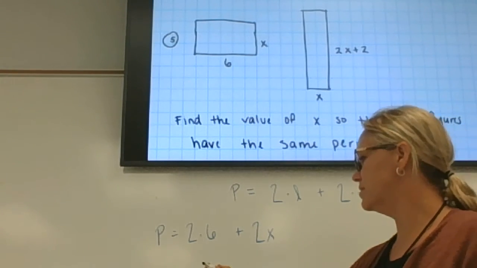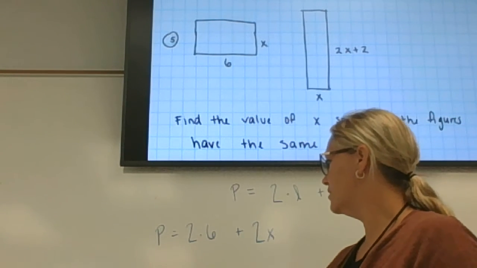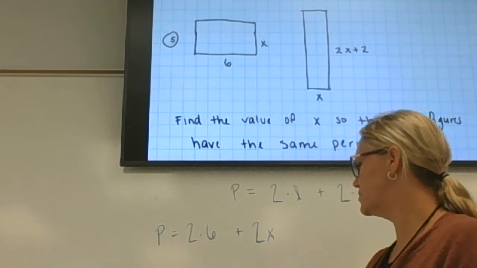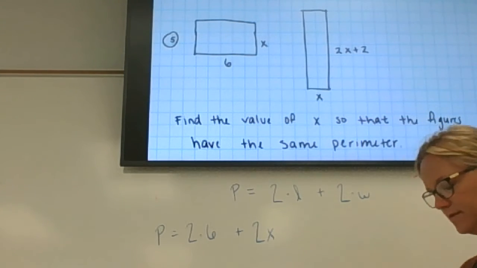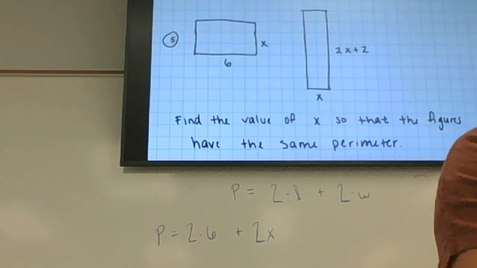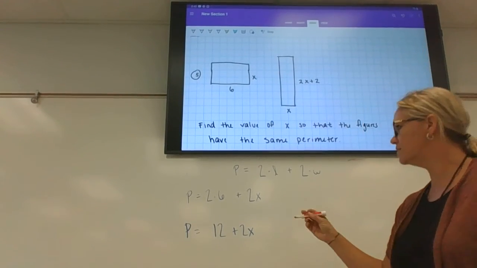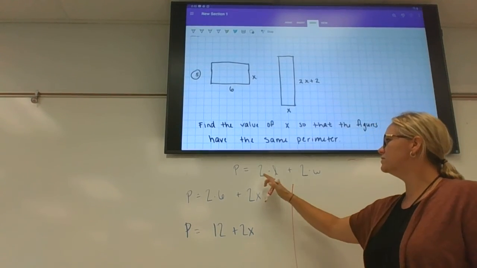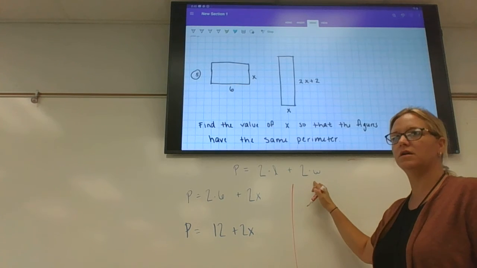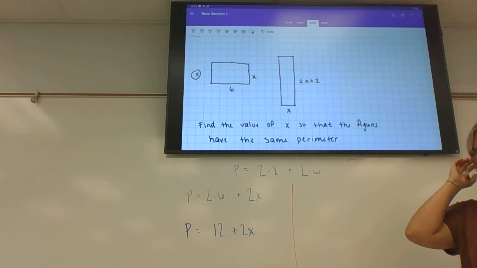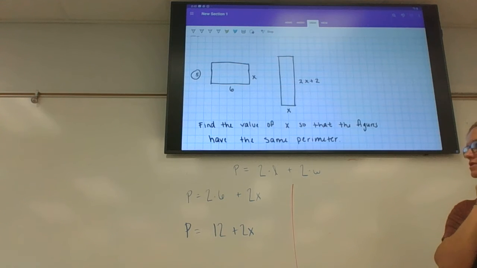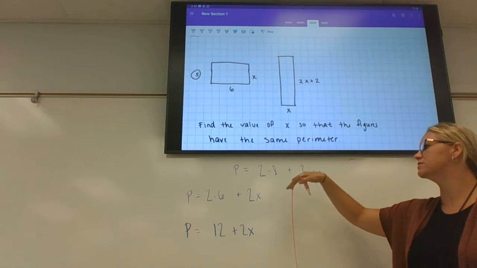I'm going to go ahead and simplify that. The left is 12 plus 2x. Left figure. Did I lose you? Oh, I get it, because there's 4 sides, there's 2 lengths, and there's 2 widths.